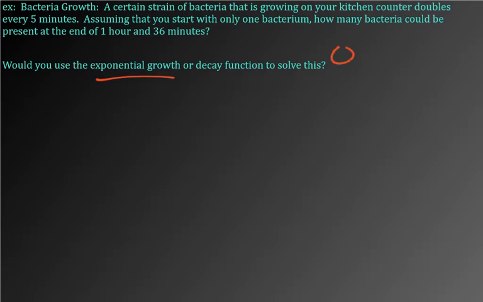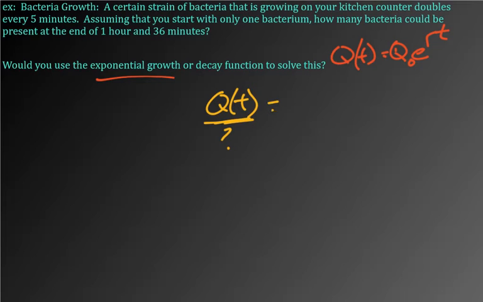So I'm going to use that Q of t equals Q naught, sometimes we read it Q sub 0. It's like the 0 is time 0, the initial time. And then e to the rt. If we just plug in what we know so far, we want the end amount. This is my thing I'm solving for, right?